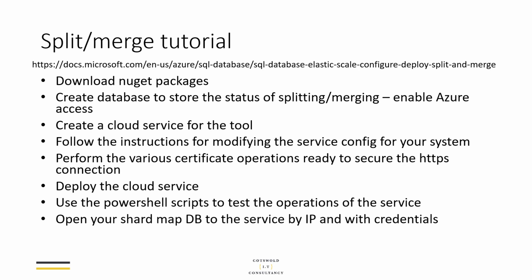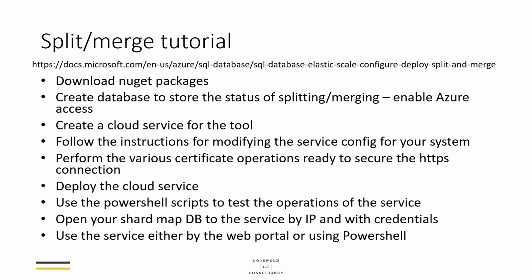And then you need to open your shard map. So the shard map you might have already created earlier. You obviously need to allow your cloud service to access that. So you're going to have to get the IP address of your cloud service and make sure it can talk to it, and obviously set up the credentials for the cloud service to talk to the database as well.